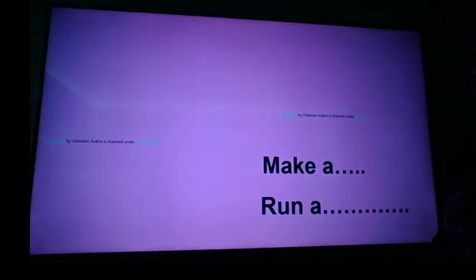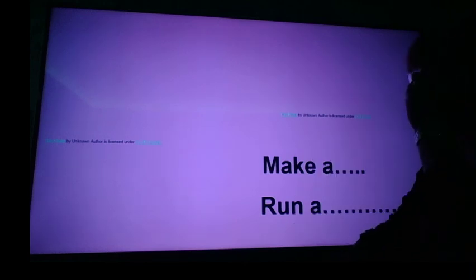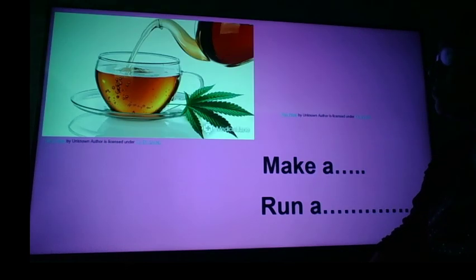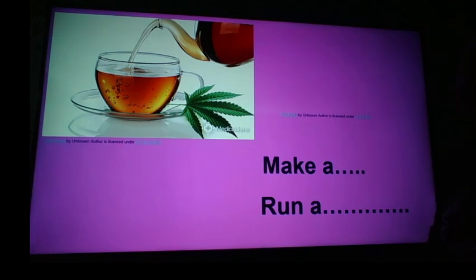So looking back, we're thinking, when do we say make something and when do we say run something? So I'm going to show you some pictures, see if you can think, oh yes, we say make that or we say run that. Let's have a look. So first of all, what's that? Well, I think that's somebody pouring some tea. So would I say run a cup of tea or would I say make a cup of tea?